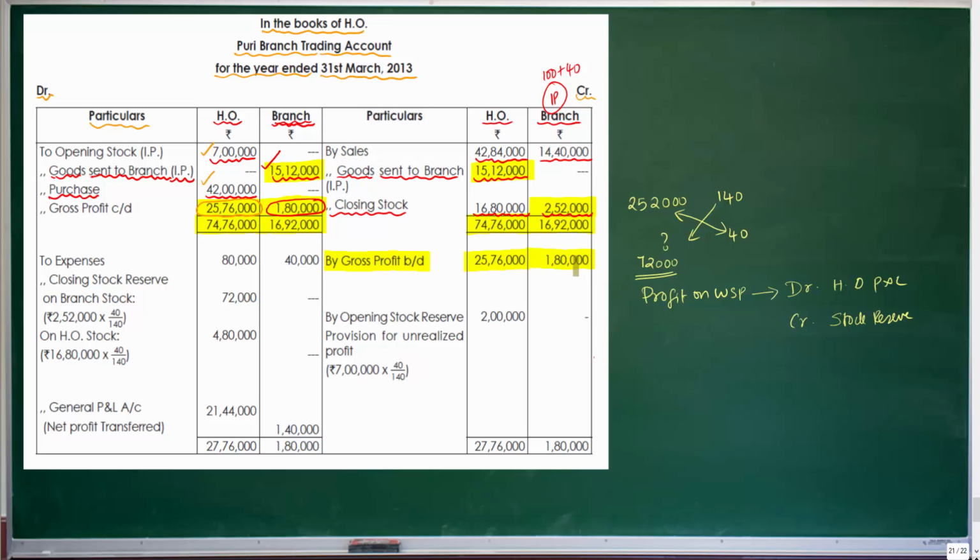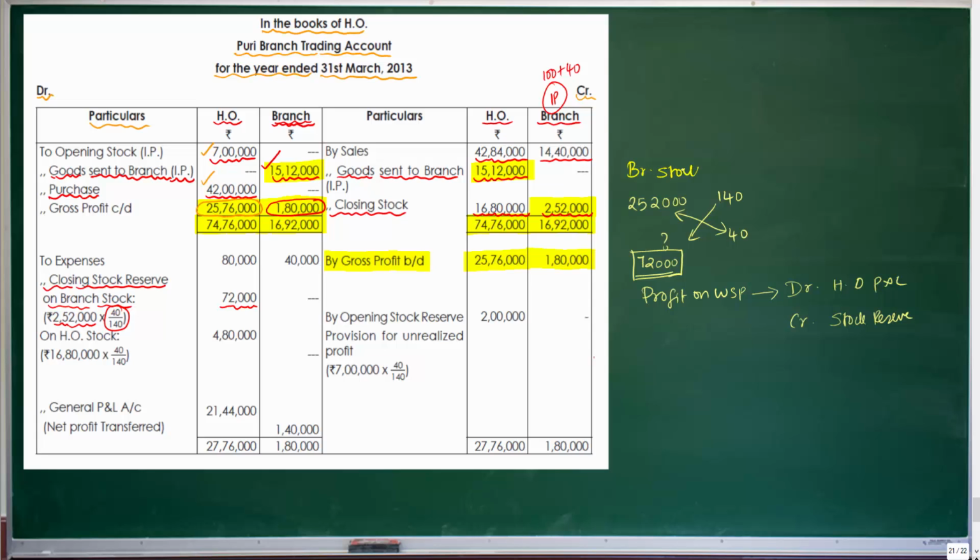Now we have to provide for stock reserve. The first item is for closing stock of branch, which is 72,000. So let's write closing stock reserve on branch stock, which is 2,52,000 multiplied by 40 divided by 140, and that works out to 72,000. Okay, this is as far as branch stock is concerned.